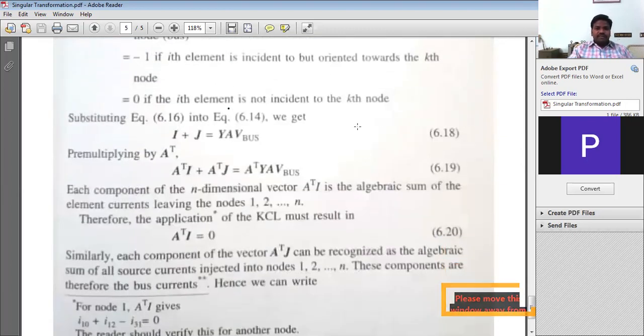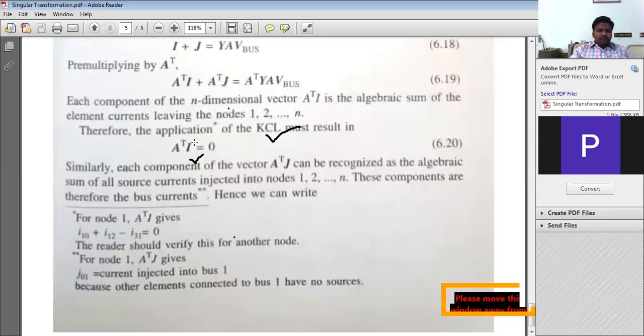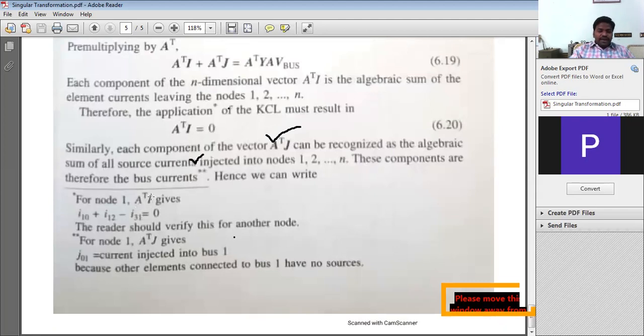In the last class we already obtained this. We multiplied A transpose on both sides of this particular expression, so you can obtain this. I already explained how you get A transpose into I is equal to 0. For node 1, A transpose into I is equal to, the number of incoming currents equals the number of outgoing currents: I10 plus I12 minus I31. So if you consider node 1 of the graph we have taken, we proved that it is 0.